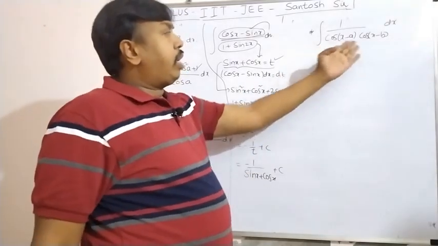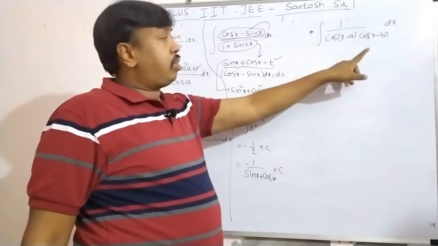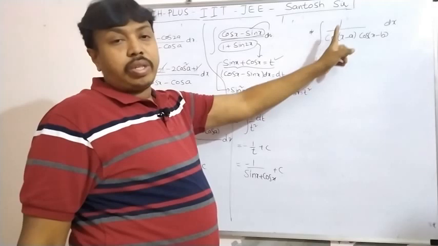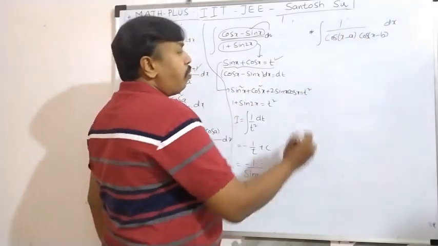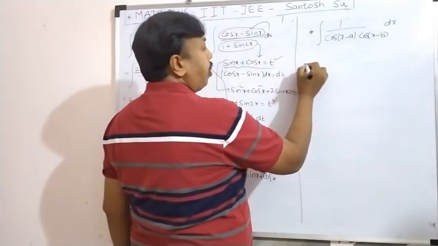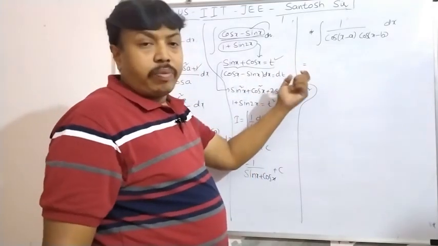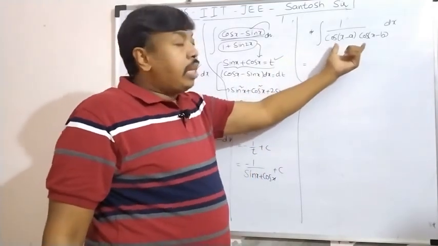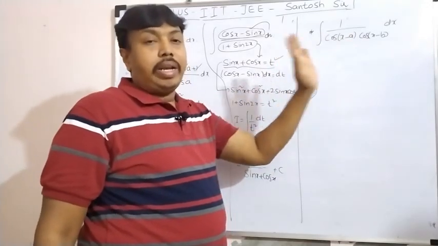Here, instead of both cos terms, there may be one sine function and one cos function, or both sine functions. So here what I am going to do is multiply by one function and divide by one function, so that in the numerator there are two terms. This can be easily separated and integrated.